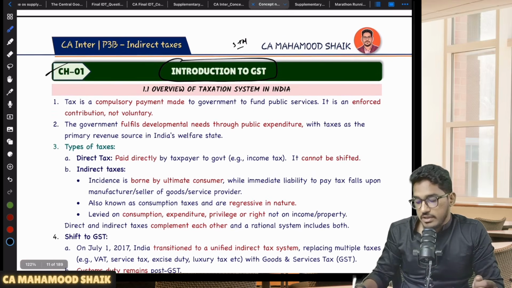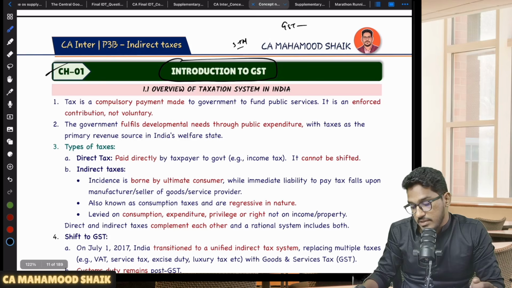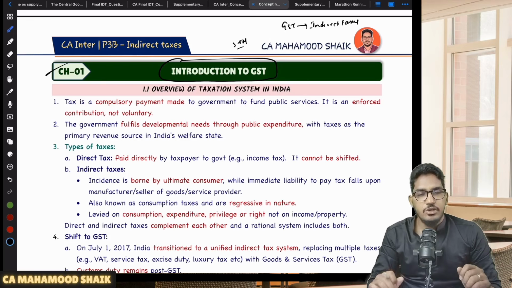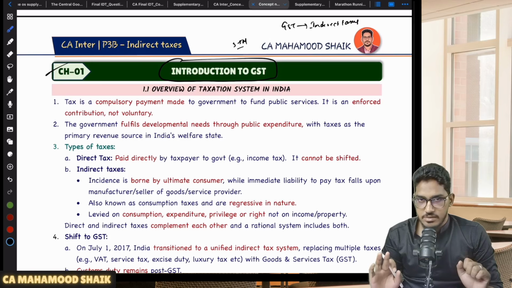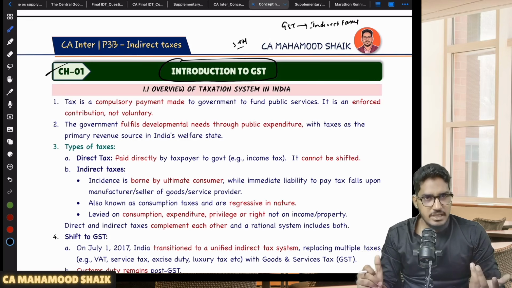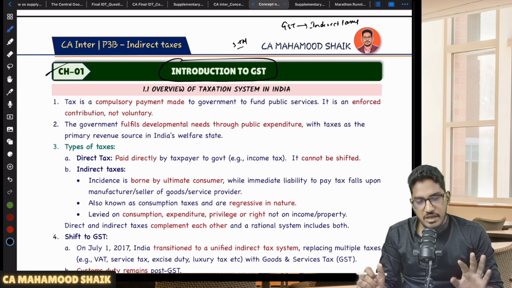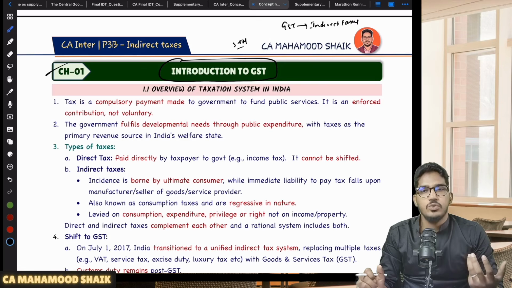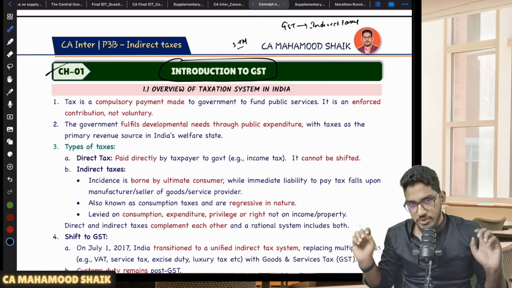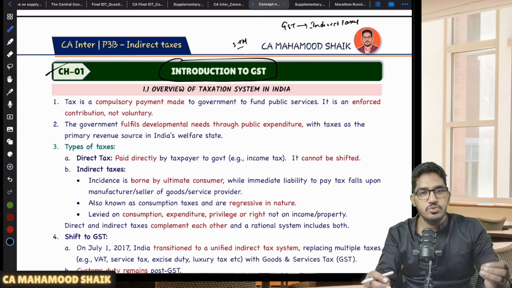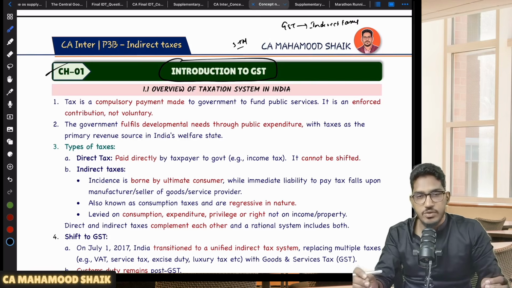As we all are aware, GST is nothing but a part of indirect tax. Yes or no? Let us have a quick look at the entire taxation system in India. Basically, government is there. Government is required to do many activities. They are required to look after public safety, public security, and infrastructure requirements. For all that, they are going to need money. And we all know the primary source of revenue for the government is going to be in the form of taxes.